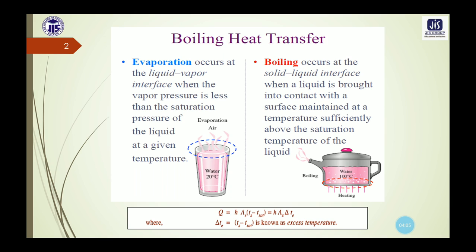There are some applications of boiling heat transfer, like steam production in steam or nuclear power plants, then heat absorption in refrigeration and air conditioning systems, then cooling machines like nuclear reactors and rocket motors. Large quantities of heat are released in a relatively small volume. So these are some applications of boiling heat transfer.